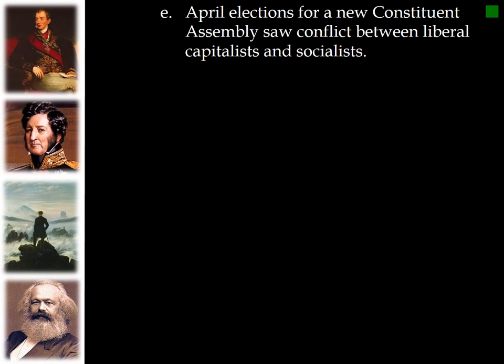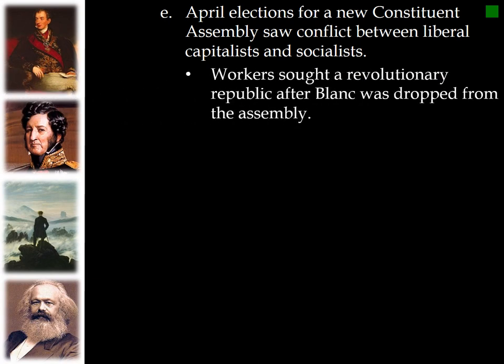In April of 1848, there were elections held for a new constituent assembly that saw conflict between the liberal capitalists, or the bourgeoisie, and the socialists. In other words, the divisions among the revolutionaries who had initially rebelled against the more conservative king, Louis-Philippe, now were showing division in how they wanted to run the new government of the Second French Republic.